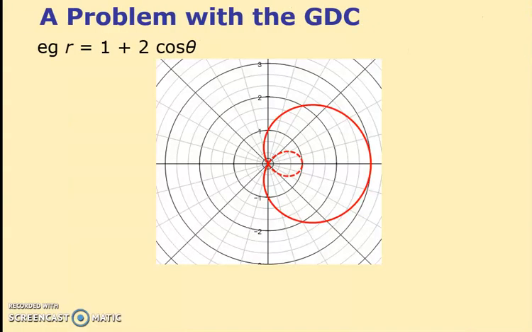So again, that's what the lovely Autograph does. Unfortunately, your calculator does what Desmos does. If you type this in, it gives you a solid line around here.